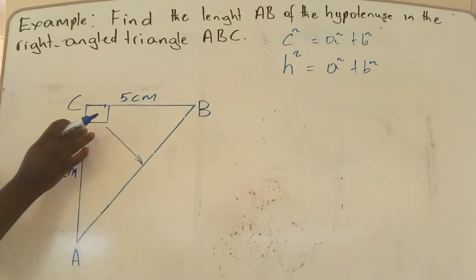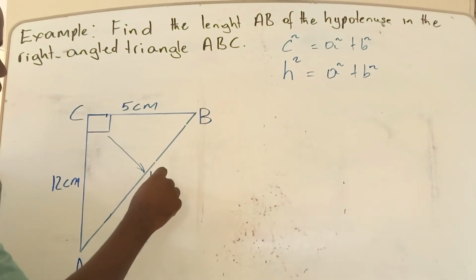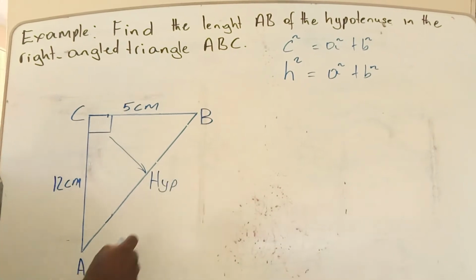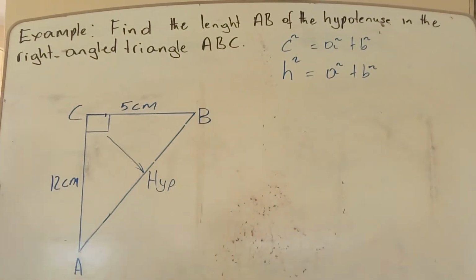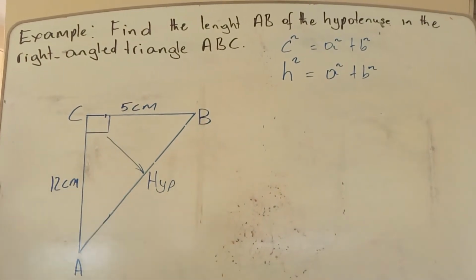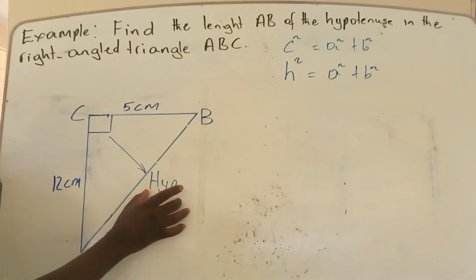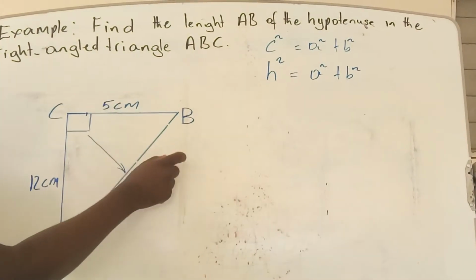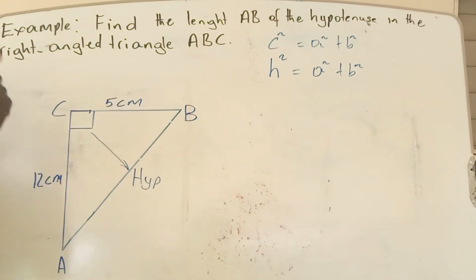That side that is opposite from the right angle is the hypotenuse. So right away, we know that this is the hypotenuse. We use HYP for short for hypotenuse. So this is our hypotenuse. What do we know about the Pythagorean theorem? We know that the hypotenuse squared is equal to the square of this side plus the square of this side.